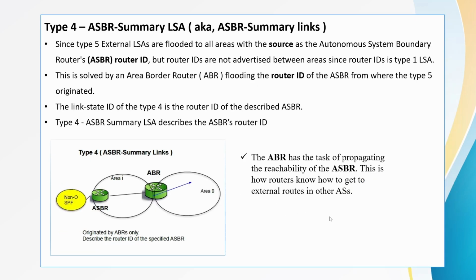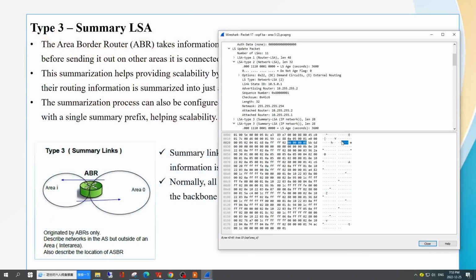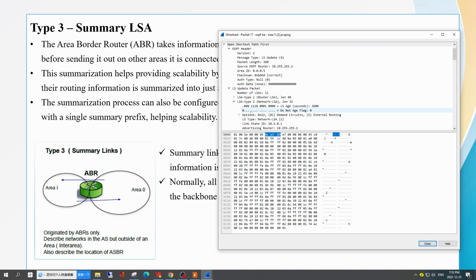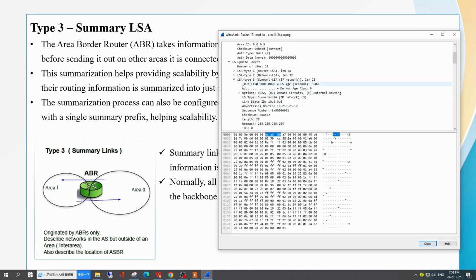Okay, so back to here. Let's take a look at the packet. Here you can also see the packet type. You see here LSA type 3. Let's see what it looks like. So the type 3 options, we are not talking about options here. We just see what is inside.